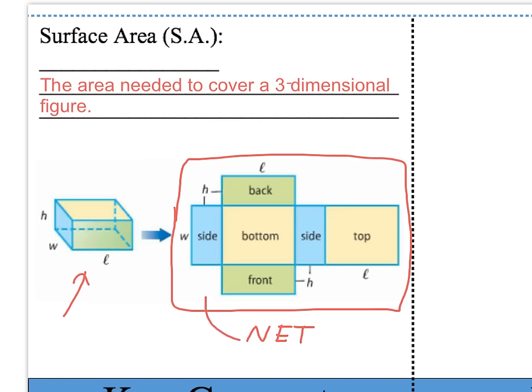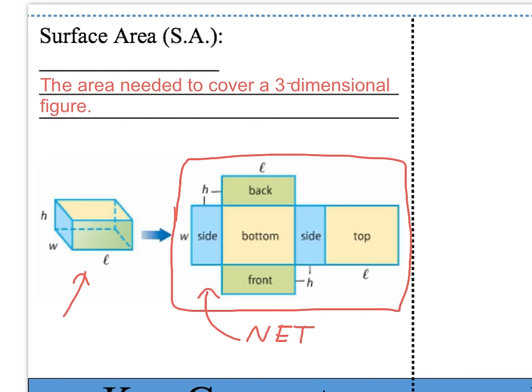So this is called a net. And a net basically means it's the unraveled sides of a three-dimensional figure. So just imagine that you're taking the box apart and you're unfolding it. This is what you would get. They call it a net. So notice by unwrapping it, I have a top and bottom, a front, a back, and two sides. So we can use the net to help us figure out what a surface area is.